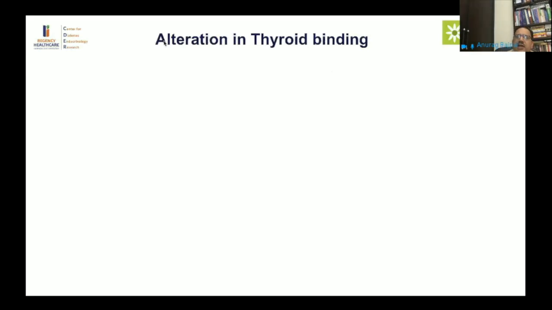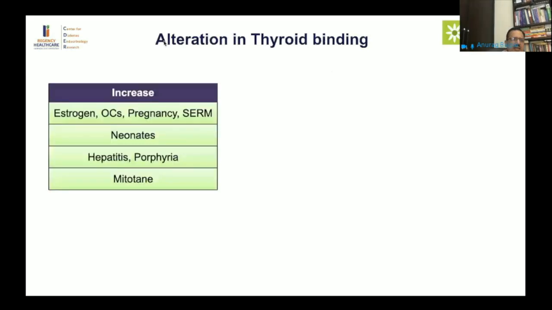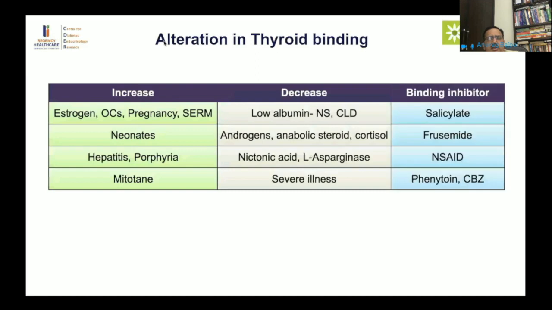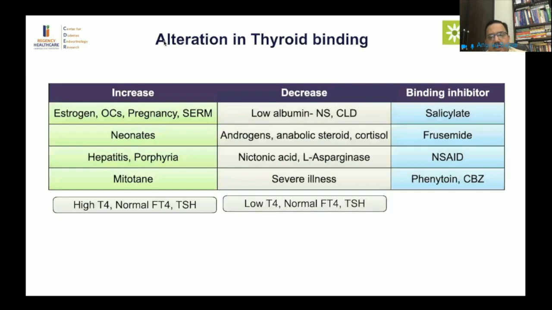Alterations in thyroid binding can cause problems, so it can increase with the use of estrogens and OCs, particularly in neonates, and some of the other drugs. It may decrease with hypoalbuminemia and use of androgens. So we need to consider all this when we are assessing thyroid function in this situation. If you have increased levels of binding globulin, you will have high T4, with normal FT4 and TSH. If you have decreased levels, you will have low T4 with normal FT4.